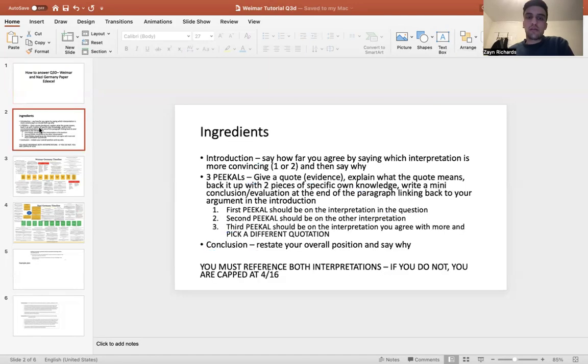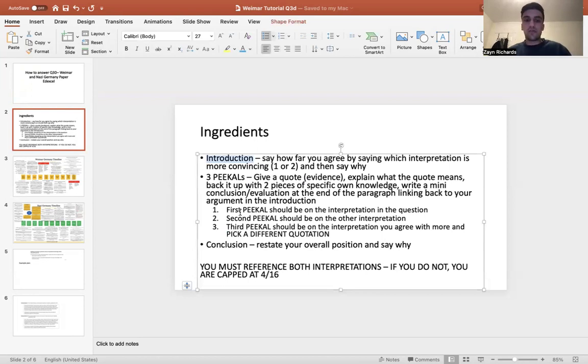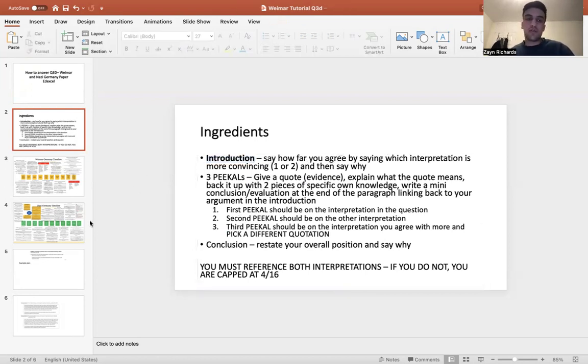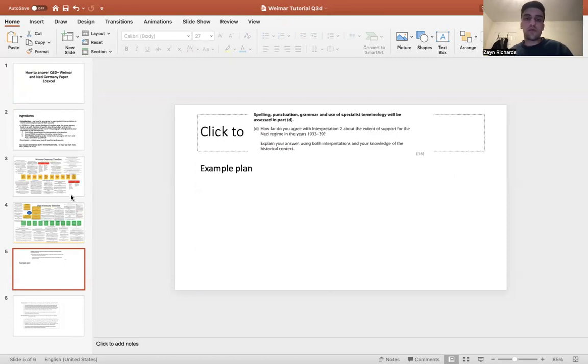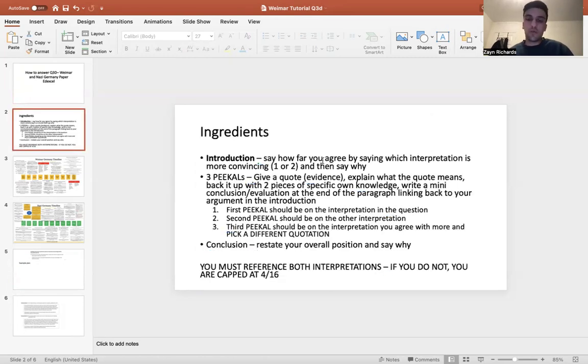Okay, so ingredients, as you can see, is very, very busy. So I'm gonna basically just highlight the key parts to you. So first of all, in your introduction, you need to say how far you agree with the question. So the question here would be, how far do you agree with interpretation two? You say how far you agree. And then you say which interpretation you find more convincing. Okay, please don't forget this.